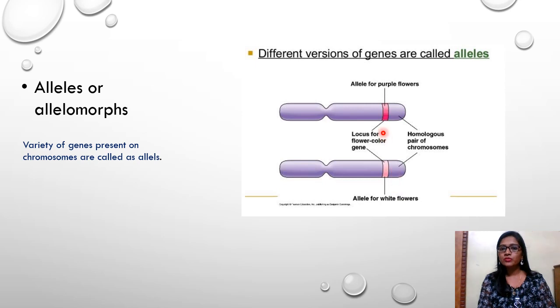If you observe, the size of the chromosomes is the same. The positions of the genes, the colorful bands, are the same, so the locus of the flower color gene is the same. So these two are morphologically, structurally, and genetically the same. These are known as alleles on homologous chromosomes. So let's move to the next slide.